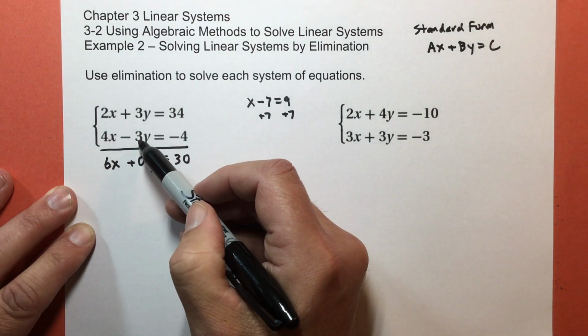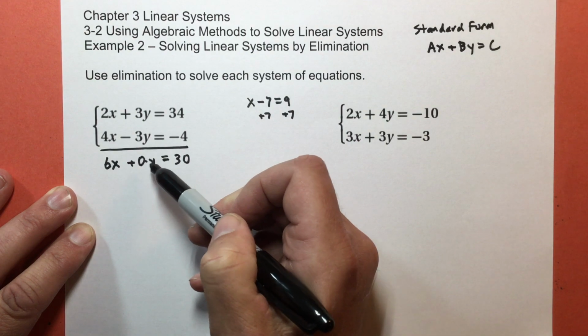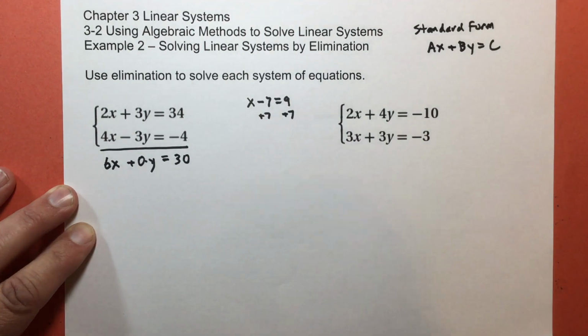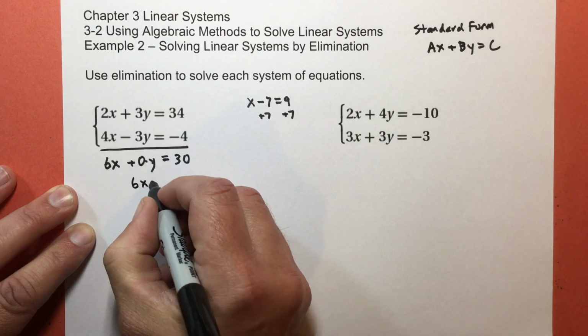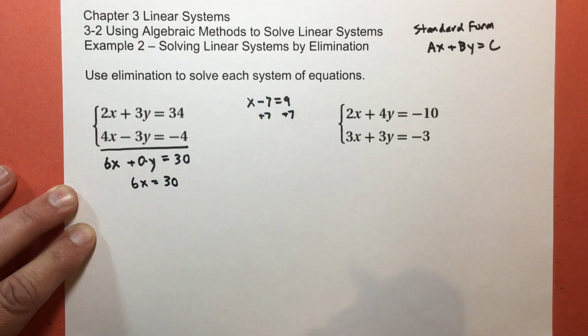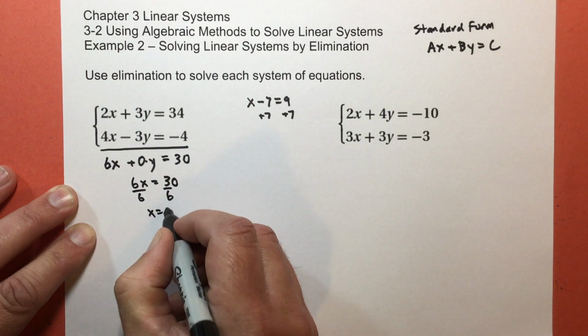3 plus negative 3 is 0. So 3y plus negative 3y is 0 times y, 0 y's. And of course, 0 times y equals 0. So this just gives me 6x equals 30. And if I divide both sides by 6, I get x equals 5.